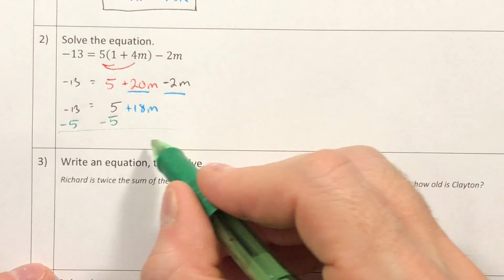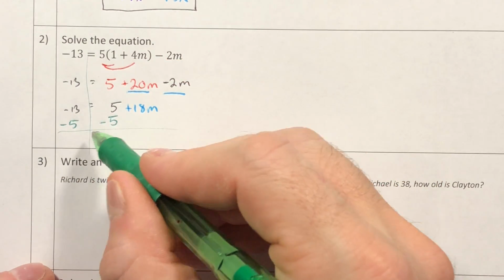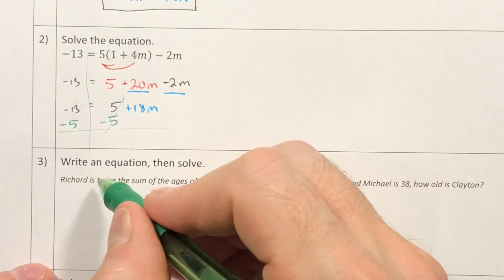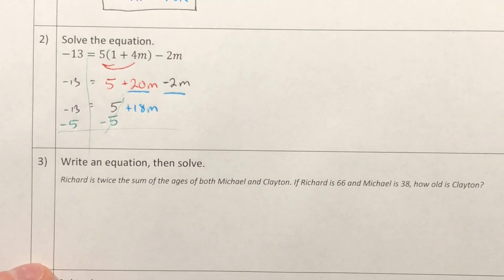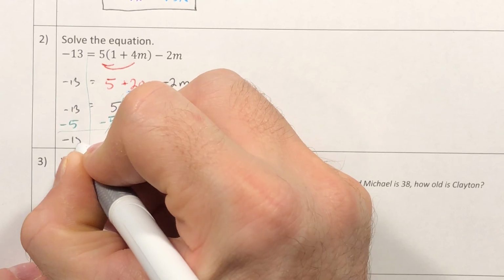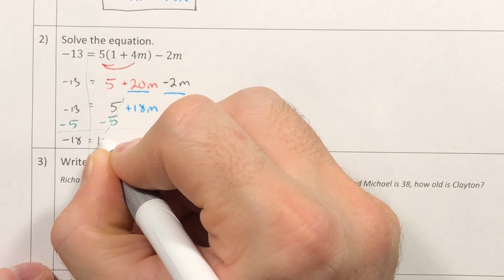Perfect. So that's going to say that 5, in essence, cancels out. So I'm going to be left with over here on the left, negative 13 minus 5 is going to be negative 18. And over here I have an 18m.